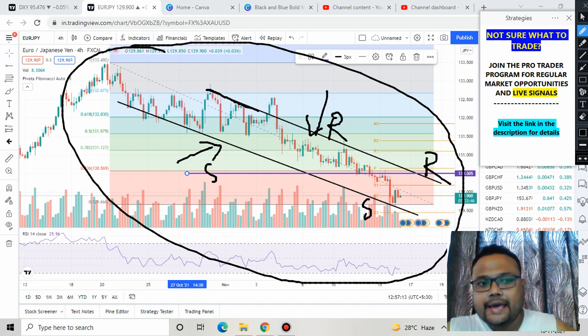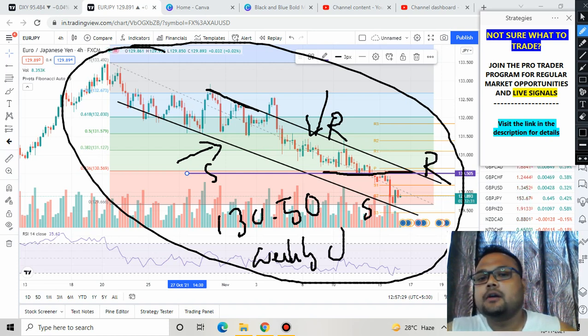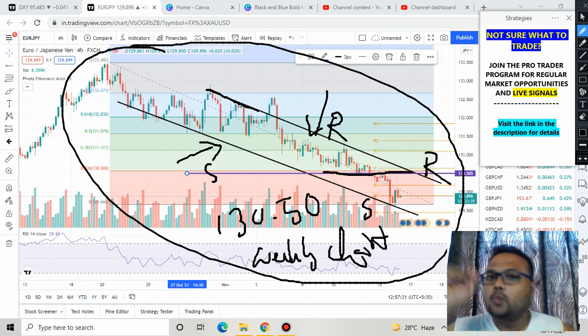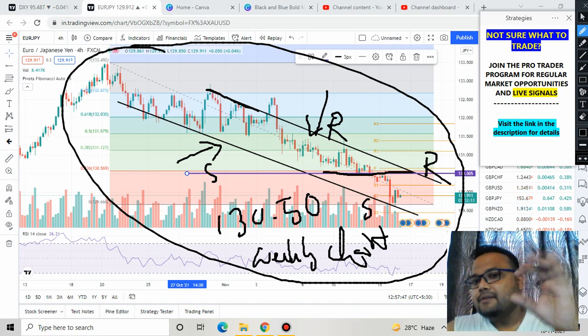You can see we have this Fibonacci retracement level at 130.50, and this is also a resistance from the weekly chart. Okay, so listen to me carefully: at 130.50 we have a resistance from the weekly chart. 130.50 is also the Fibonacci retracement level. Therefore, this makes 130.50 a very crucial resistance for Euro JPY.